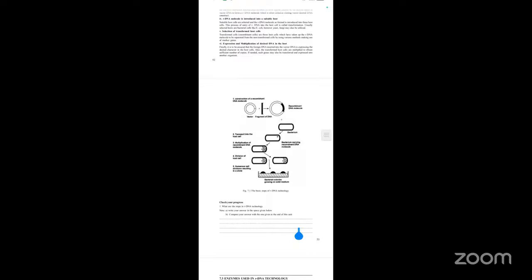What are the types of gene transfer methods in plants? There are two categories of gene transfer methods. One is the direct or vectorless gene transfer method, and the second is the vector-mediated gene transfer method.